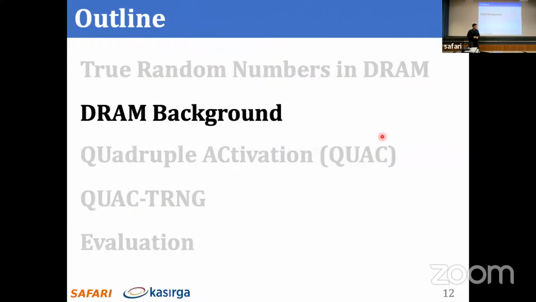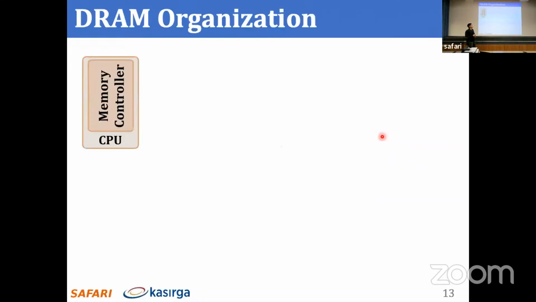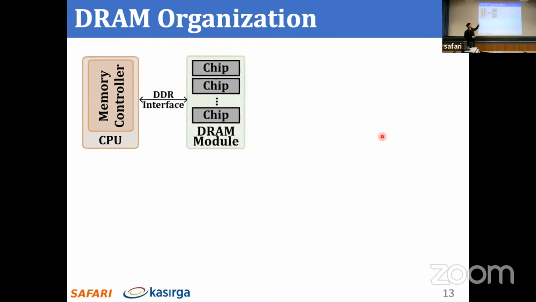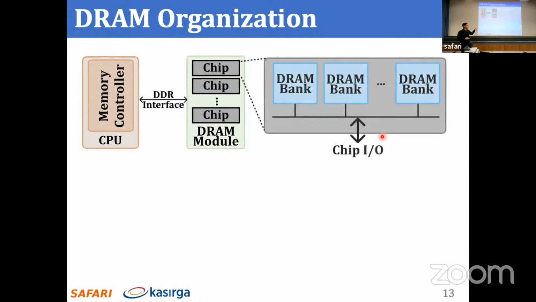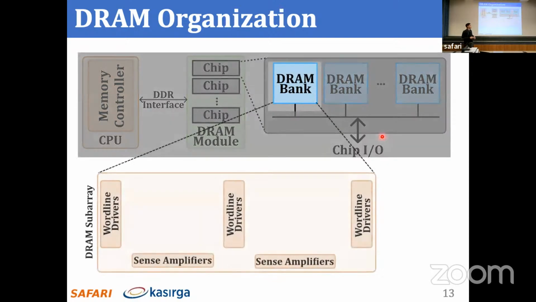Okay, I'll continue with a brief background on DRAM. Typically, when we look at today's DRAM organization, we see a CPU with a memory controller. It is connected to a DRAM module through what's called a DDR interface. A DRAM module has many chips. Inside each chip, we have multiple DRAM banks, and they share the same chip interface. Inside the bank, we have multiple DRAM subarrays. And each subarray has word line drivers and sense amplifiers.